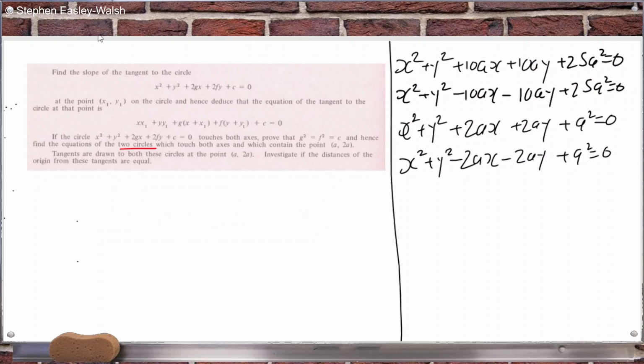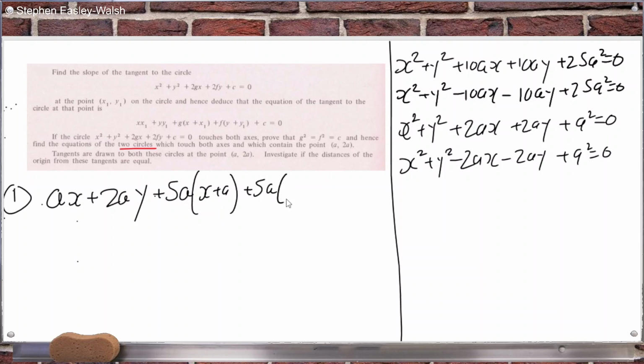So using our tangent formula here, let's get the first one. It'll be x1... So that will be ax plus 2ay plus g. And remember that g is just half the coefficient. So that would be plus 5a x plus a plus 5a y plus 2a equals 0.